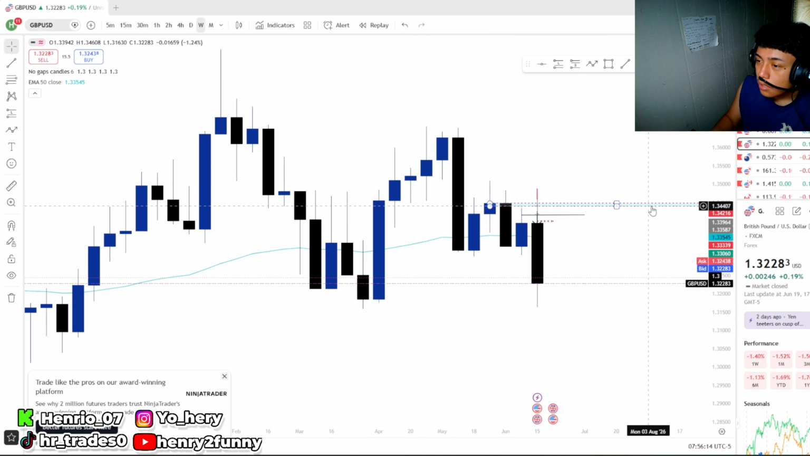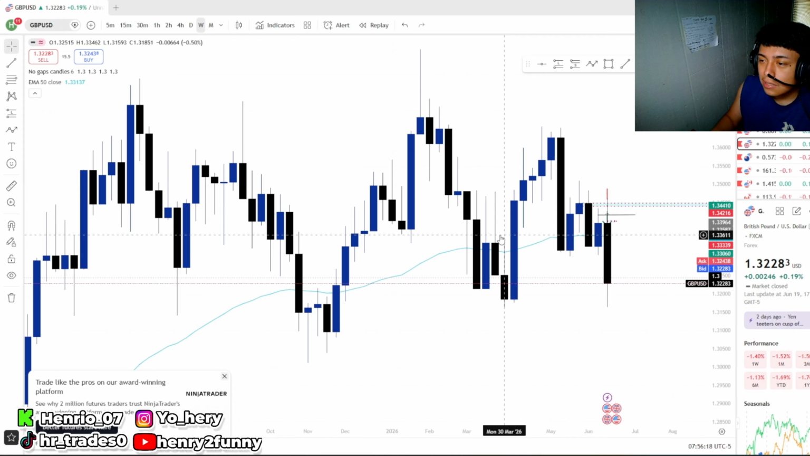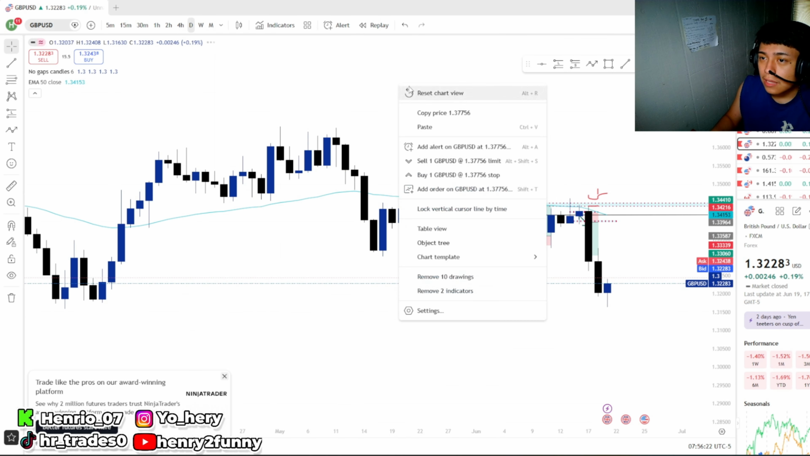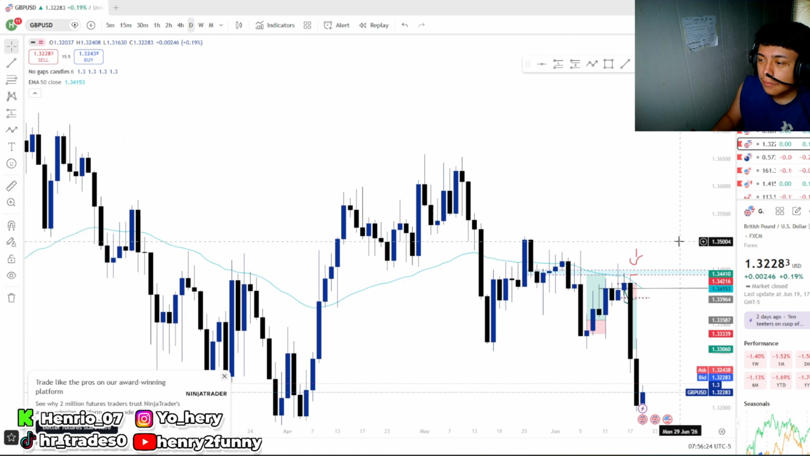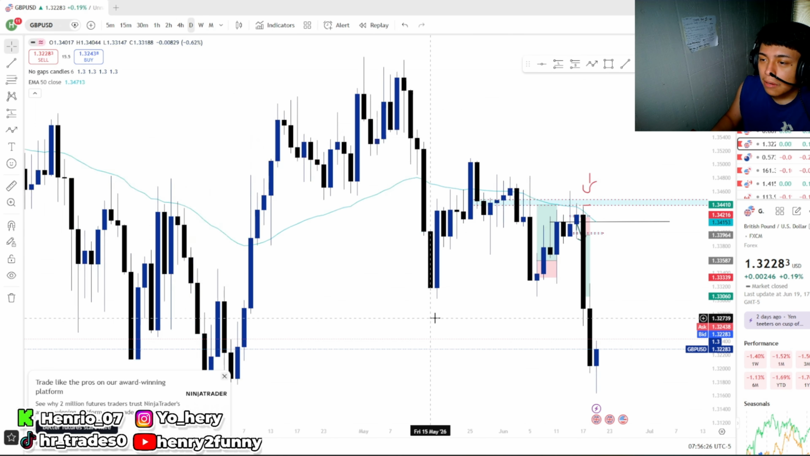So then price was unable to, but it still tapped into that TP, that take profit, because price is basically bearish at the moment. I wanted to see how price would react. Daily zone or daily area, yeah, price was bearish.